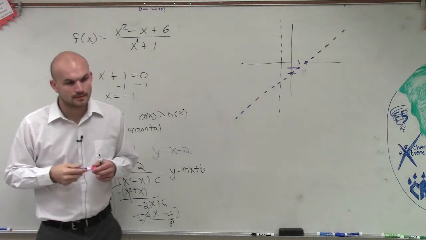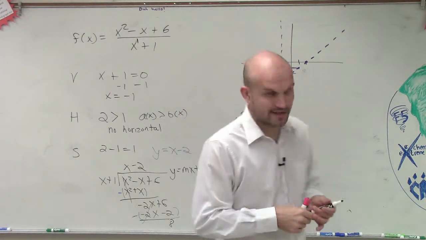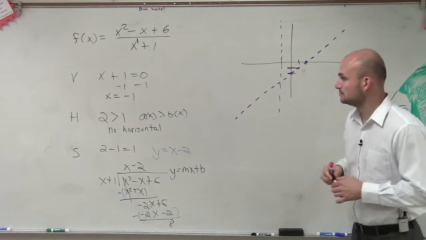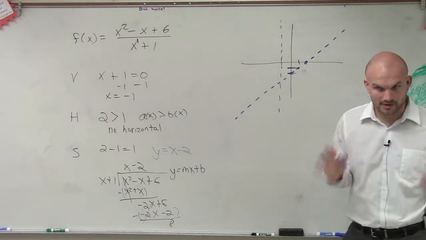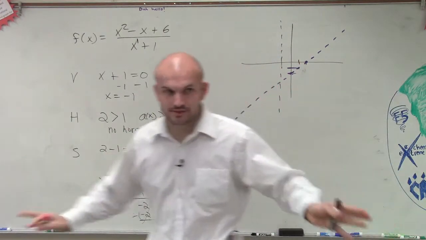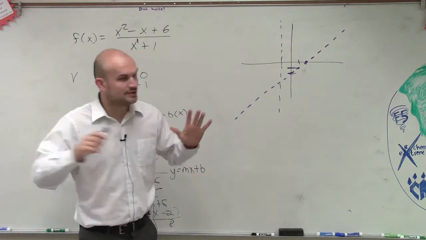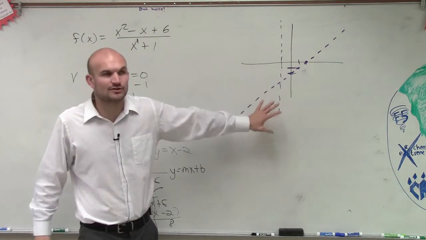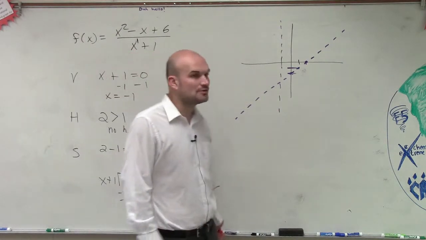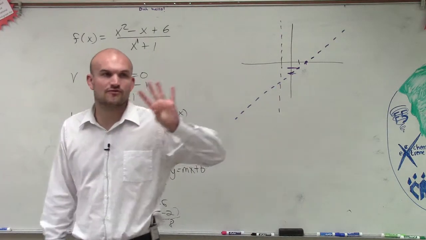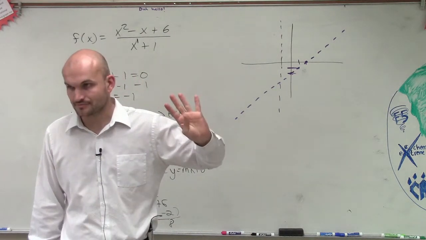Okay? So that's what our graph looks like right there. Make sense so far? Okay, so now we've done all the asymptotes. So you complete all the asymptotes, you're good. But we haven't talked anything about the graph. So now to graph this function, guys, there's 4 things I'm going to ask you guys to do.